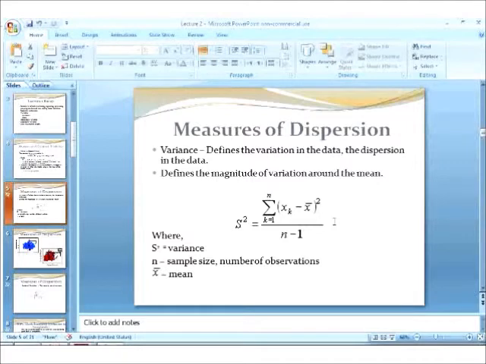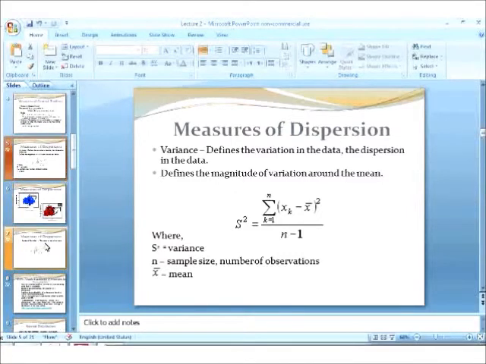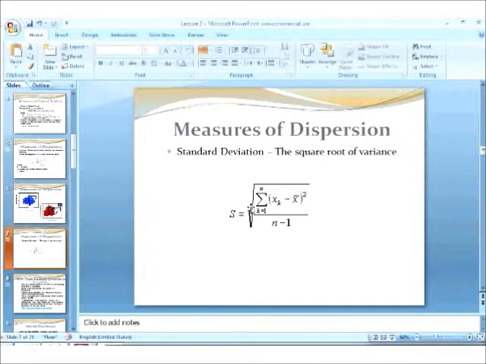Inches square, you will say the variance of the heights of the students in this class is 67 inches square, which is not a good representation. So what do we do? We take a square root of the variance, and that is called standard deviation. The square root of the variance is called standard deviation. So we compute the variance and then we take its square root.